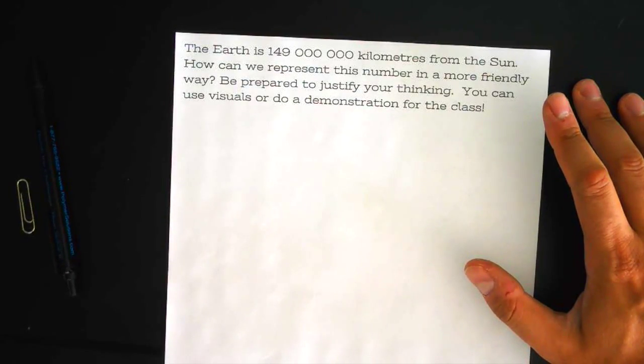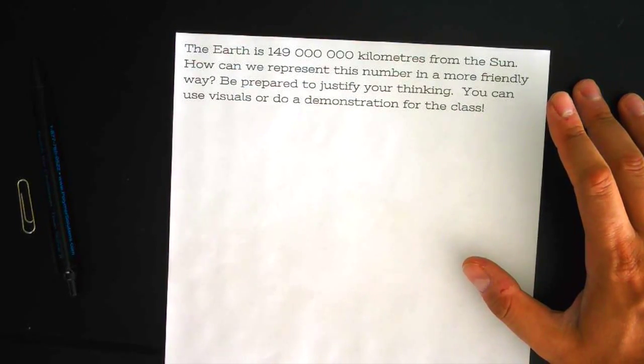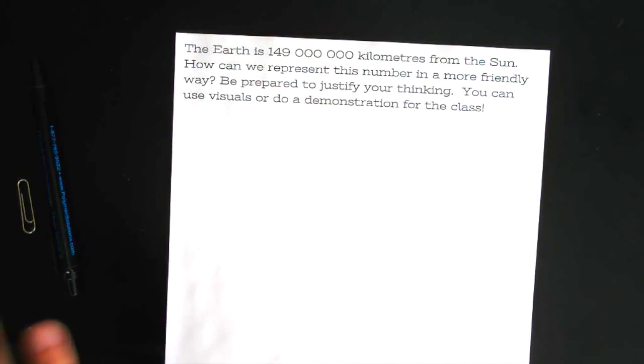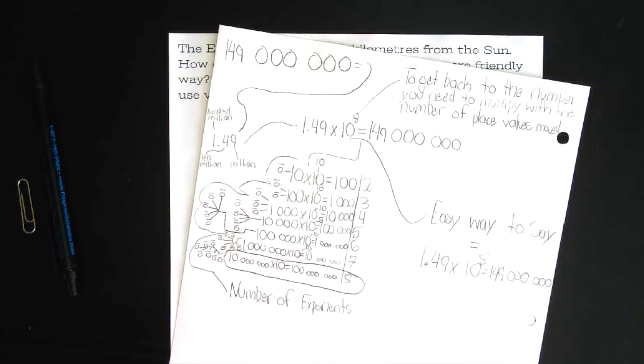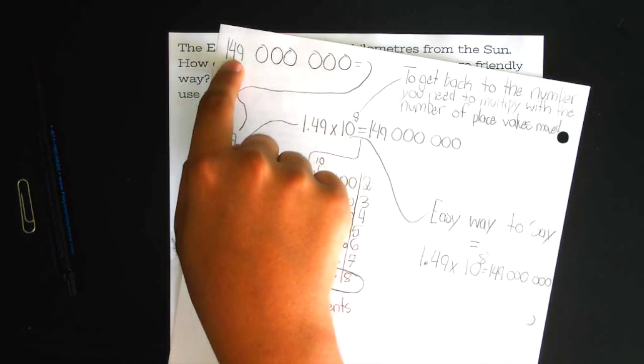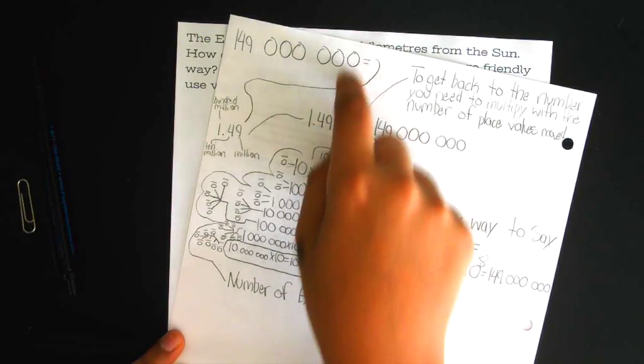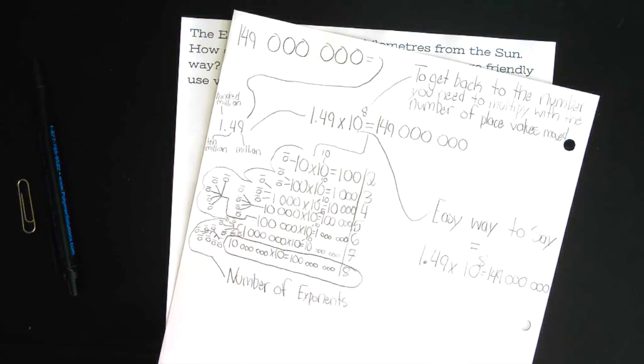Remember, it's about 149 million kilometers away. I'm just doing it like this for a reason. So come on up and share your thinking. So basically, we already knew that the answer was 1.49 times 10 to the power of 8. Because to get back to the number, you had to move the decimal from here and then bring it all the way back to the ending, and that was 8 numbers.